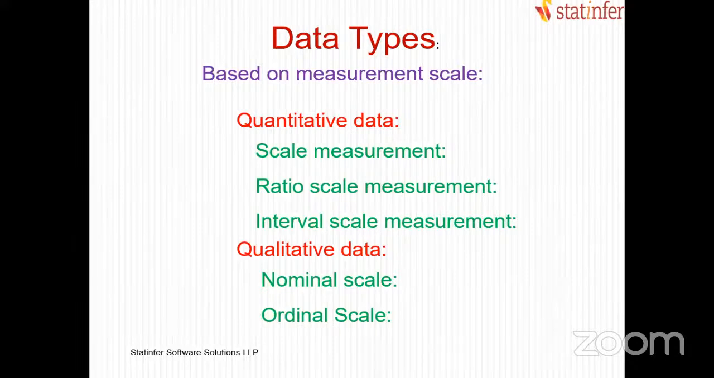If you measure with respect to another quantity, such as the speed of a car, that is in terms of per hour, 60 kilometers per hour, 40 kilometers per hour. Here we measure the data with respect to time. All these types of measurements come under the ratio type. Okay, next, interval.